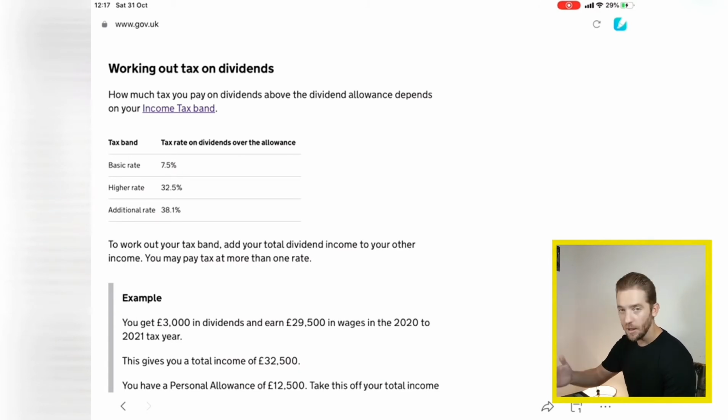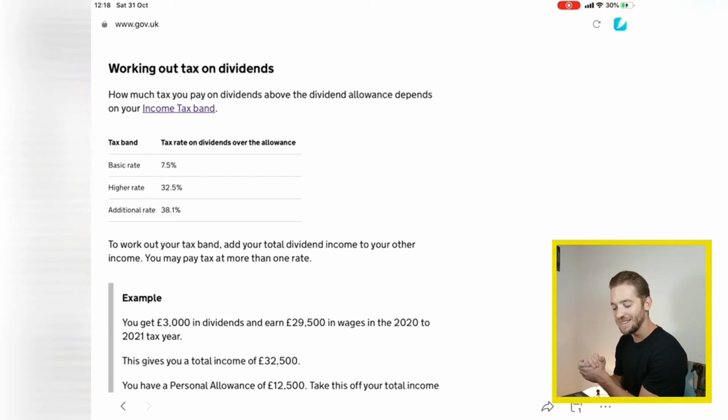Then you've got your personal allowance of £12,500, and then the basic rate kicks in for dividends. That's 7.5%. So anything from £12,500 up to £50,000 in a tax year is taxed at 7.5%. After that, it's higher rate at 32.5%. The higher rate band runs from 50,000 right the way through to 150,000.